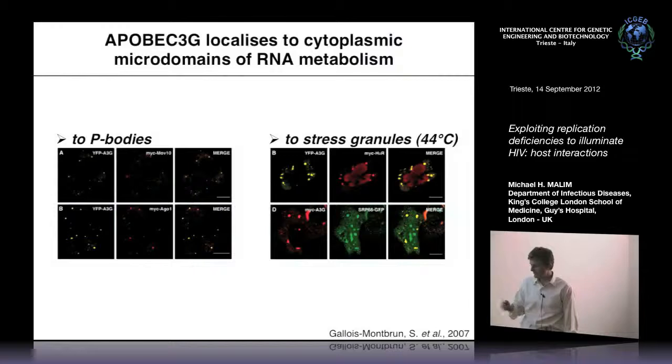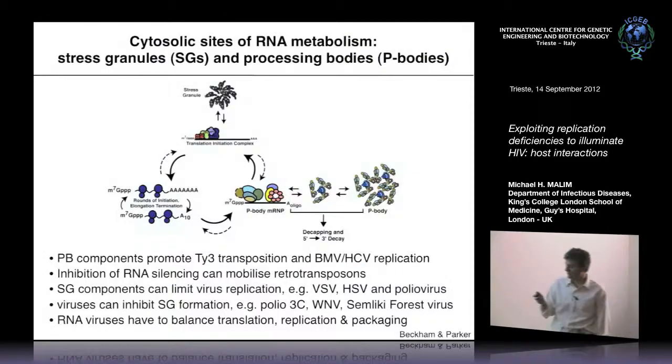So there's been a lot of interest in why this might be. Just to summarize for some of you, P-bodies and stress granules are ways of regulating various cellular RNAs. P-bodies are sites of RNA degradation, whereas stress granules are sites of storing translationally stalled RNAs, which can then be retranslated later when stress goes away. But they've been implicated in the replication cycles of many viruses and transposable elements. So there's been a lot of interest in whether they affect HIV replication. And the literature, I would say, is rather controversial in this area.